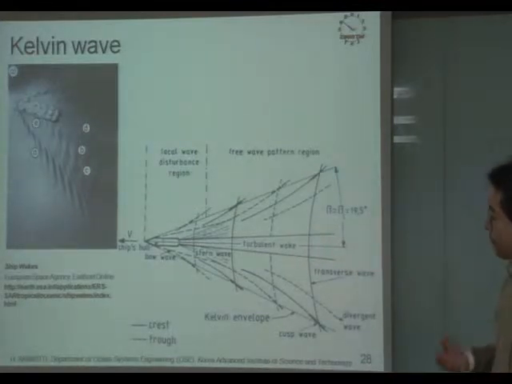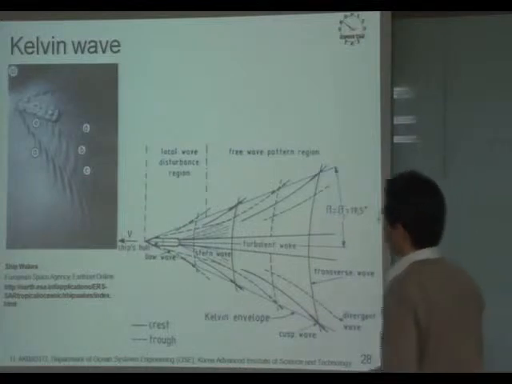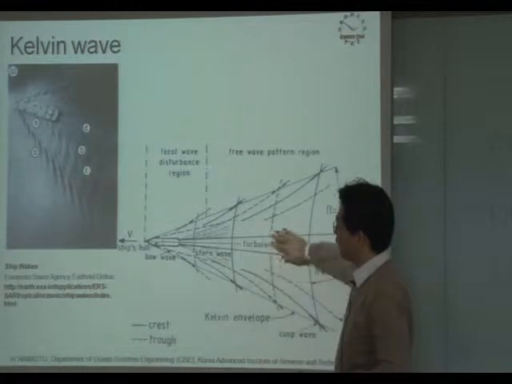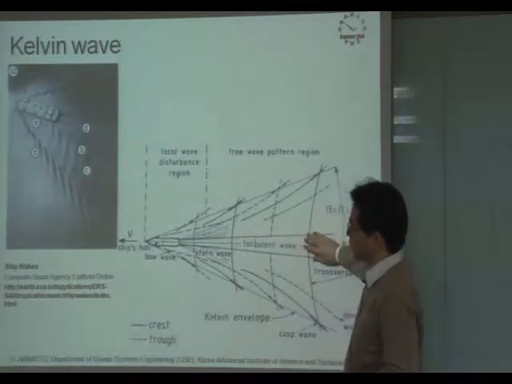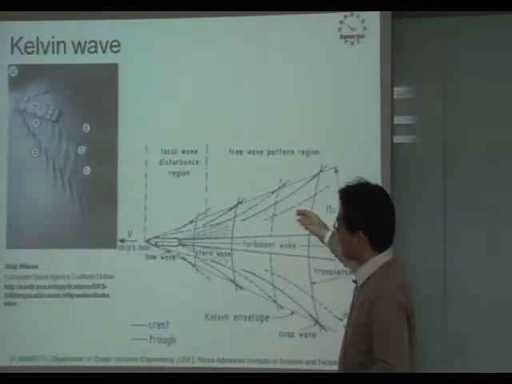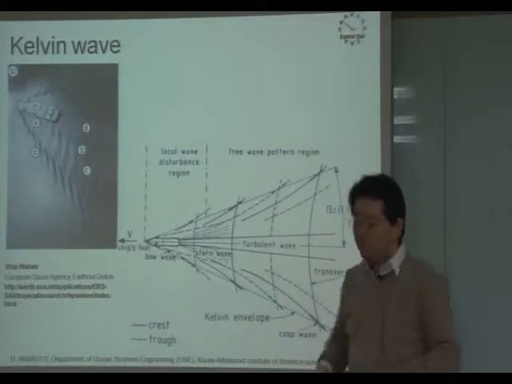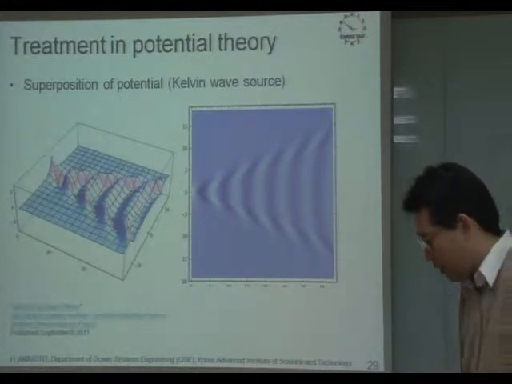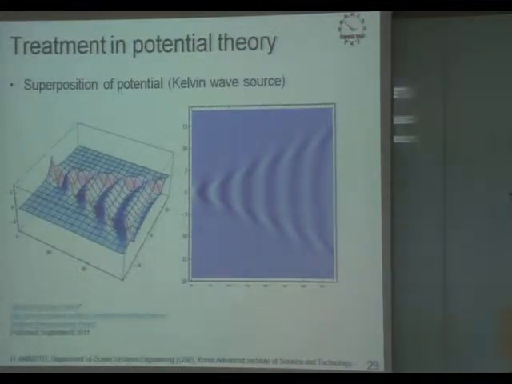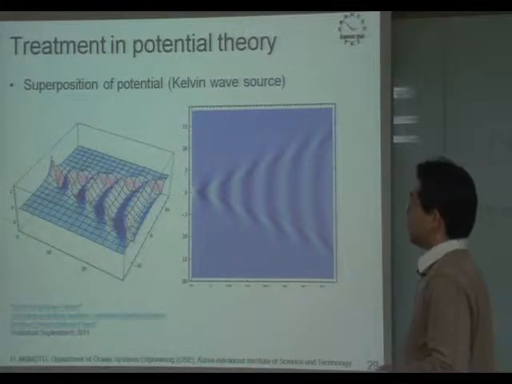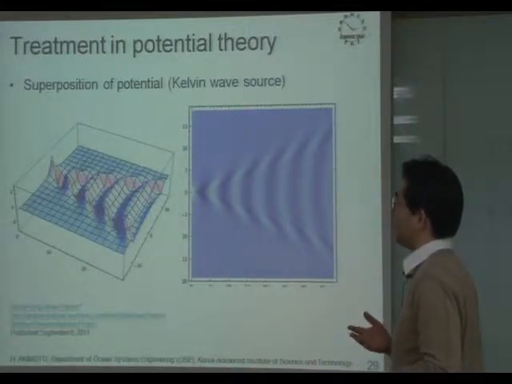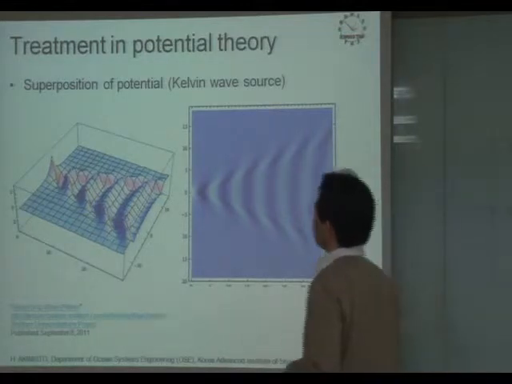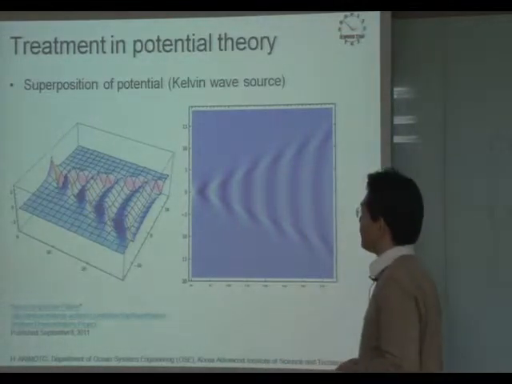In potential-based applications, turbulent wake is not considered, so this pattern is not obvious. Instead, it shows a very clear wave pattern. In potential theory, they will consider a basic source of potential. It is the Kelvin wave source.